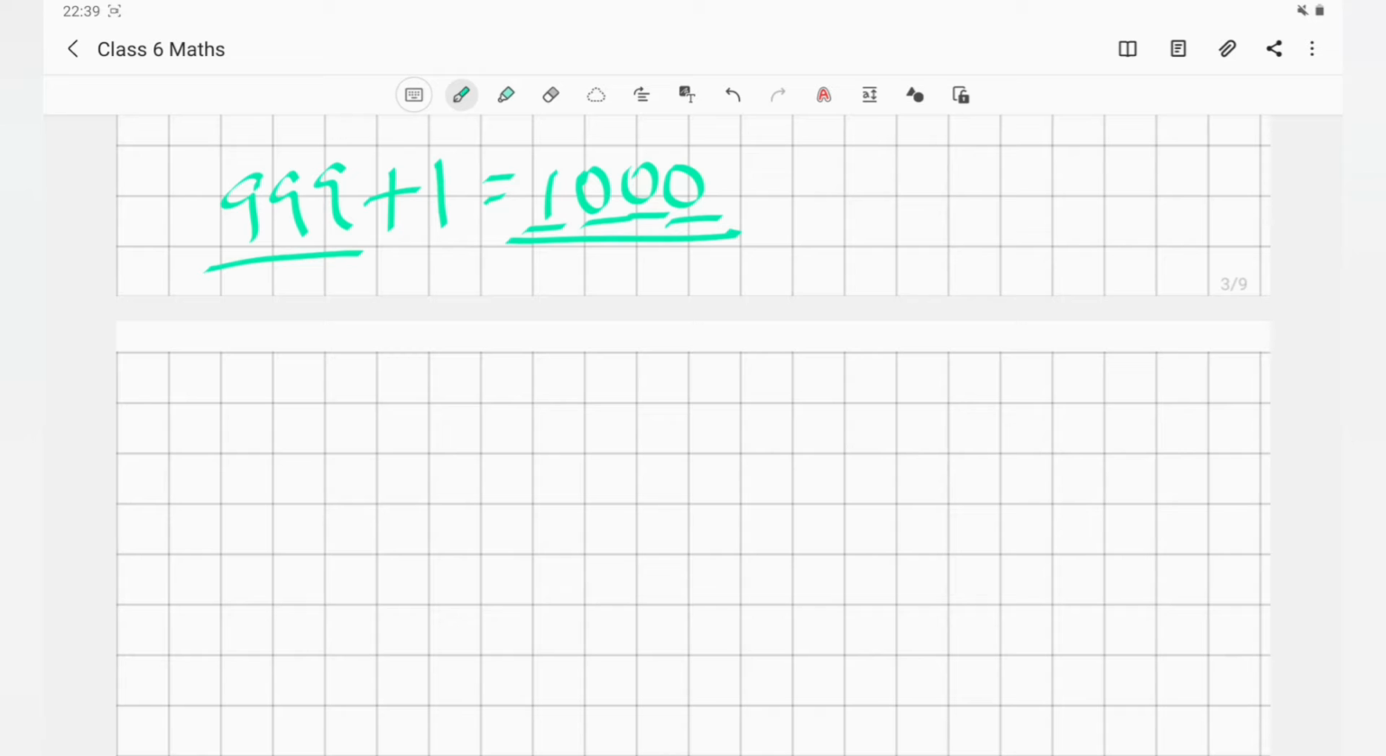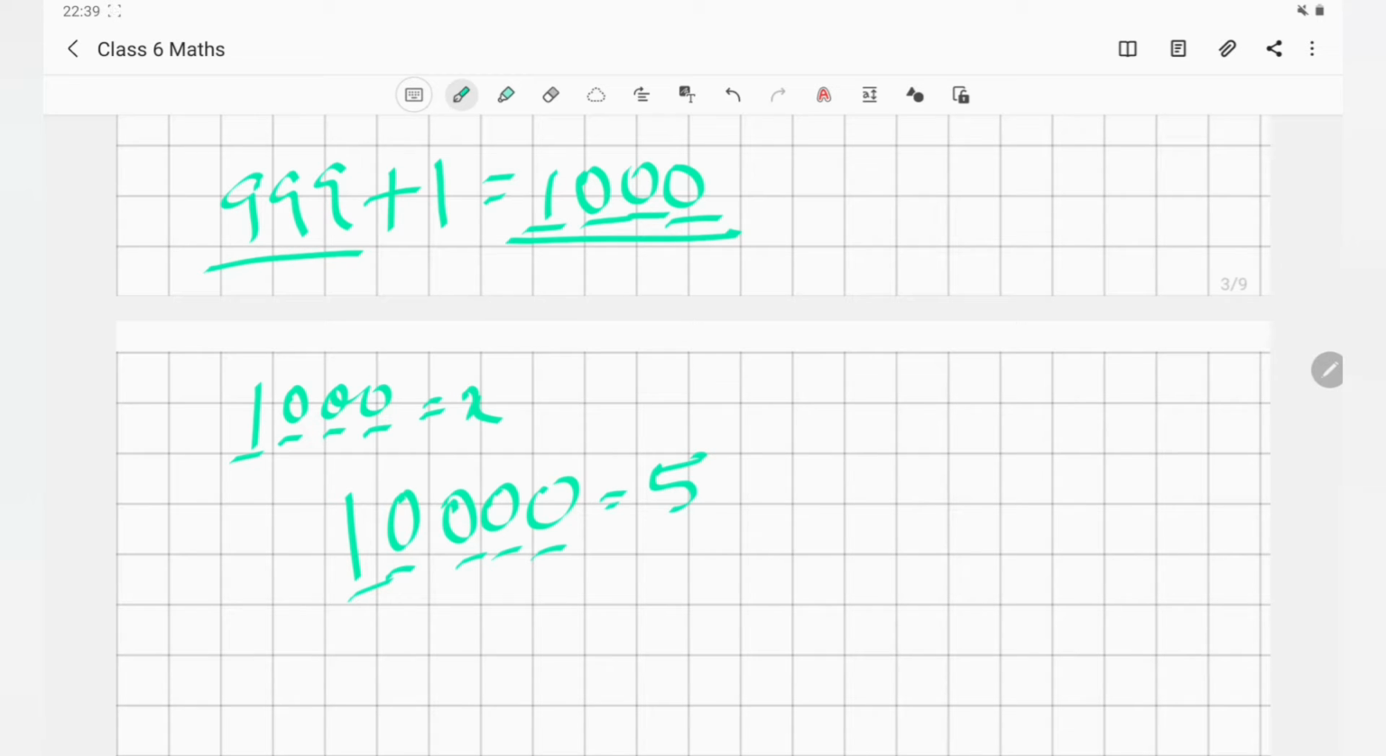x digit number, just try and put 1 and after it as many zeros, so that your count of total digits in that number is equal to x. So if somebody is asking you for the smallest 5 digit number, what you'll do, you'll write 1, then you'll put 4 zeros, total 1, 2, 3, 4 and 5. So this is the smallest 5 digit number.